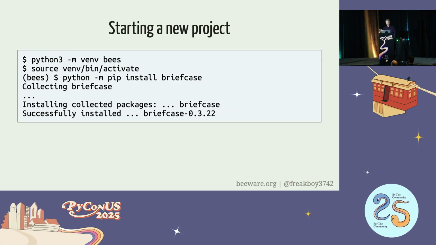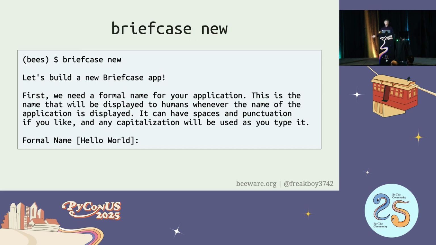Well, Briefcase has a wizard you can use to bootstrap a new app. So, create a new virtual environment, install Briefcase with pip install briefcase. With Briefcase installed, we can then run that wizard to start a new project. You run briefcase new, you'll get presented with a list of questions with explanatory text. You'll be asked for things like a project name, your name and email, license details, and your preferred GUI framework.